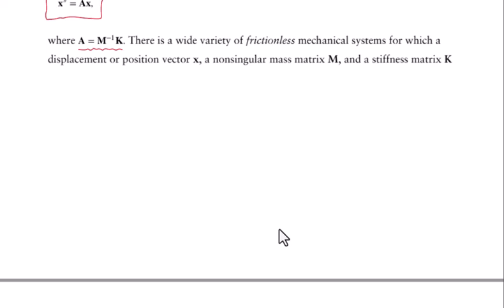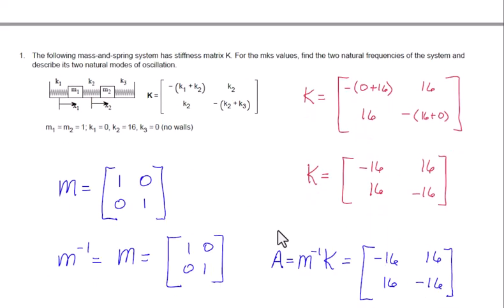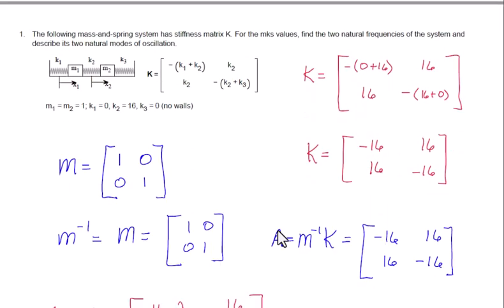All right, so in question 1, let's see what we are given. We have two masses. We have three spring constants. They are giving me my masses M1, M2. They're all 1. K1 is 0, K2 is 16, K3 is 0. And so we can put all that information together, and I get my stiffness matrix K, which looks like the following.